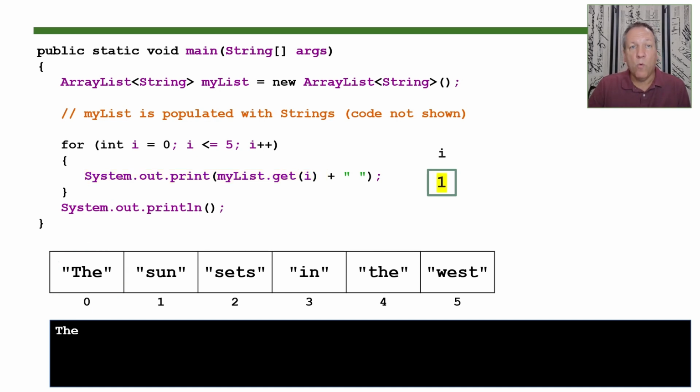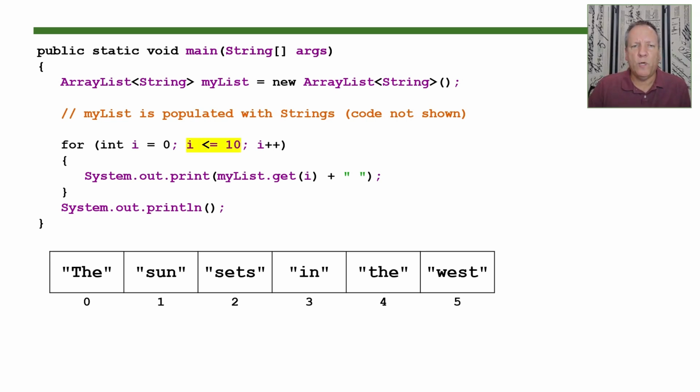i then increments to 1, and sun is printed out. When i is incremented to 2, sets gets printed out. Then i increments to 3, in is printed out. i increments to 4, the is printed out. And finally, when i is incremented to 5, west is printed out. And our program ends. But what happens if we make this change to our loop?